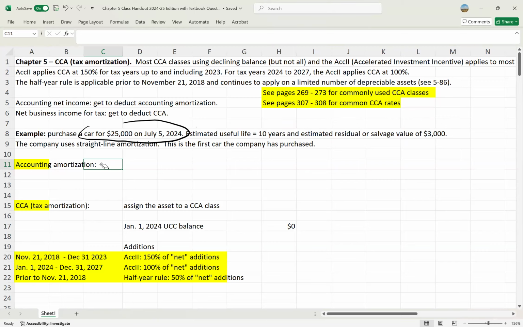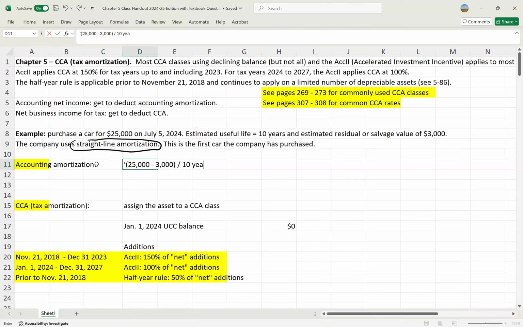Now, for accounting purposes, there are different types of amortization methods. So we're just going to assume that this company uses straight line amortization. And what they get to do for accounting purposes is figure out how much amortization they can take per year. So the cost of the car is $25,000. We minus the salvage value of $3,000. So that gives us $22,000. And we divide it by the useful life, which is 10 years. And so every year they get to take $2,200 of amortization expense per year.